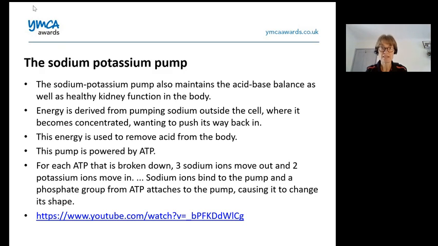So energy is gained from pumping the sodium outside the cell where it becomes concentrated and it wants to push its way back in. And this energy is used to remove excess acid from the body, powered by ATP. And as I've said, for each molecule of ATP that's broken down, 3 sodium ions move out, 2 potassium ions move in. And if this is frying your head, you may want to go onto YouTube, and there's a link here to a video you may find useful to watch.